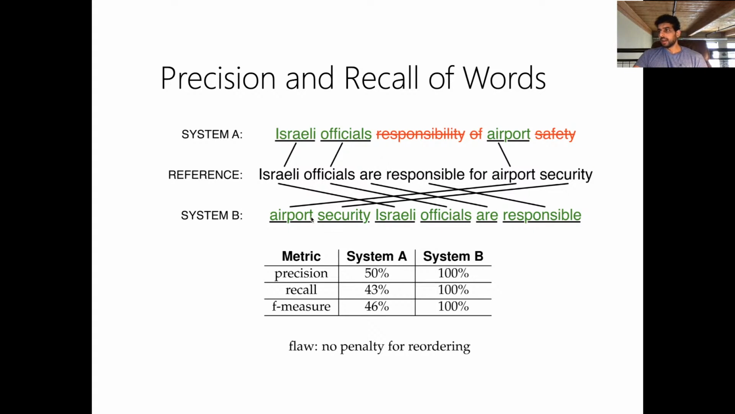And that's not good, right? Because system B is not generating a fluent piece of text. It actually generates this fragment, airport security, period, and then Israeli officials are responsible. So, oh, that's not a period. Anyway, this is not a grammatical sentence, and there's no way this should be getting 100%.